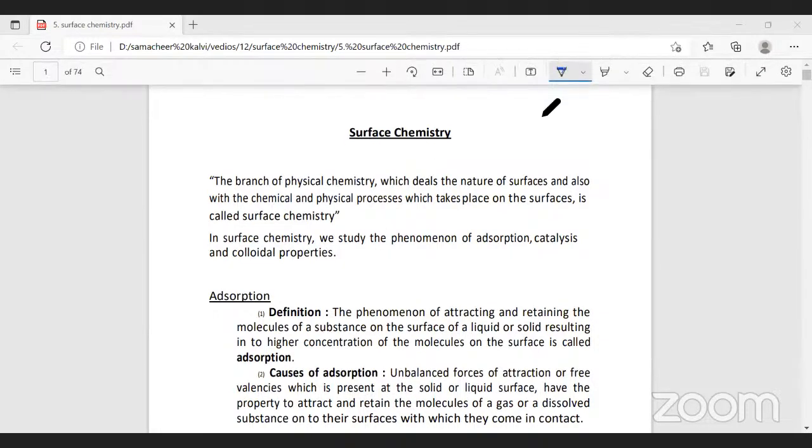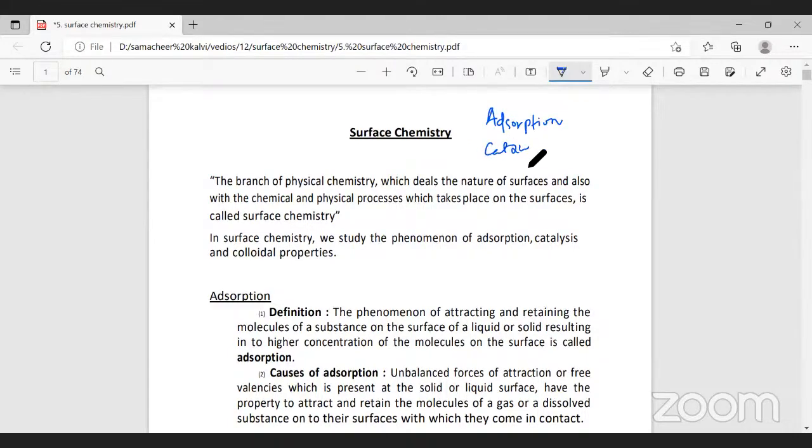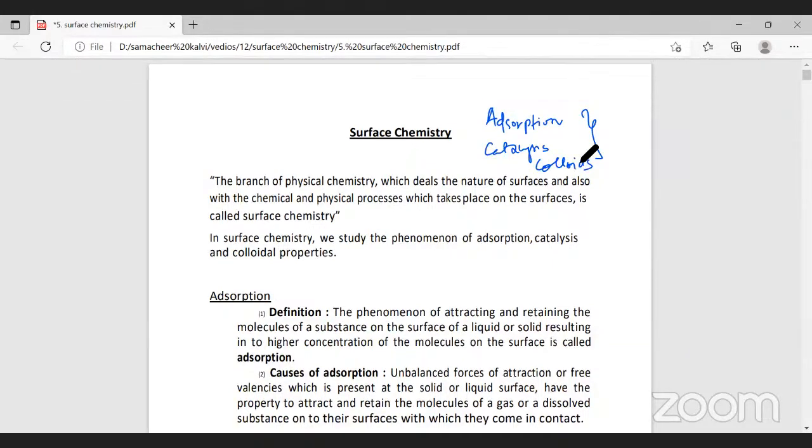Now, in this chapter, surface chemistry, we'll be learning three concepts. The first one will be adsorption. The next concept will be catalysis. And the third, we will be learning something with respect to colloids. Three concepts we'll be learning in this chapter, surface chemistry.